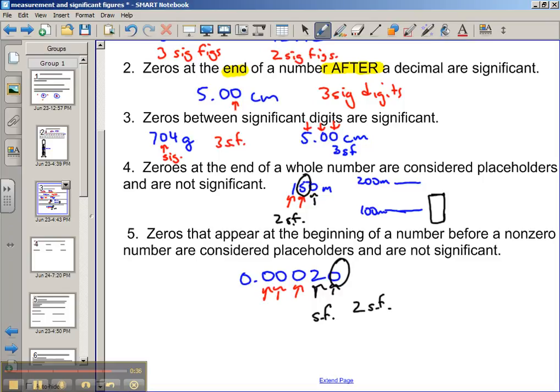And that's all I have time for on this installment. We'll do some practice in the next installment on counting the number of sig figs in numbers.